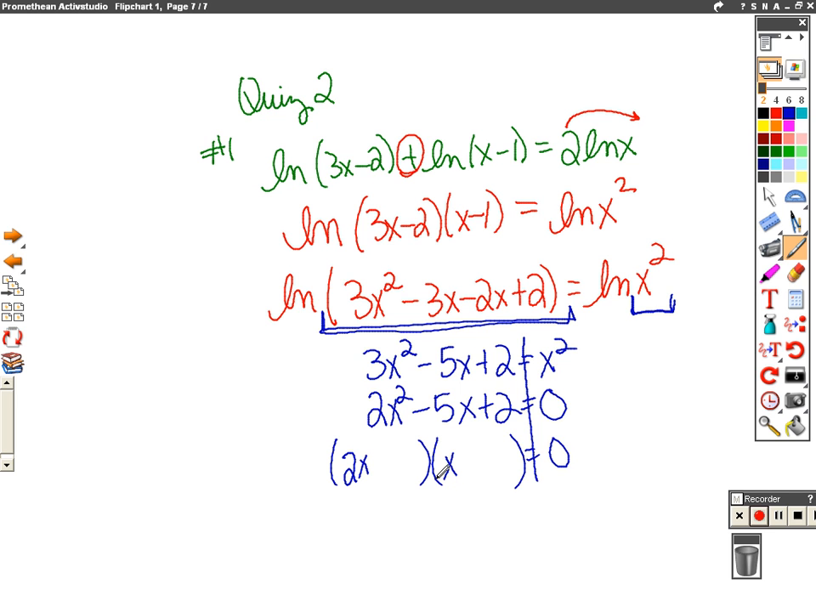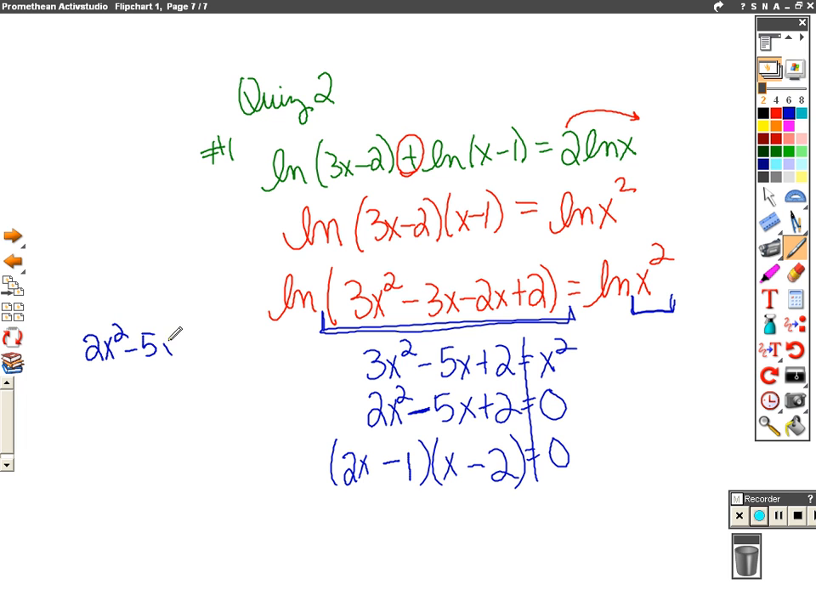Now I'm dealing with this positive 2 here. So they have to be either both positives or both negatives. But because this 5 in front is a negative, I know that this plus 2 means a negative 2 and a negative 1. And I can do it here. I'm going to teach you another way to factor really fast out here.